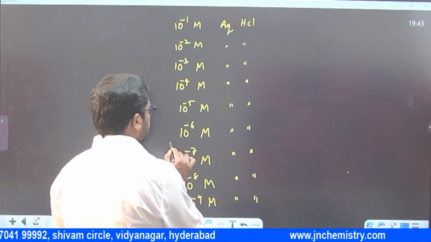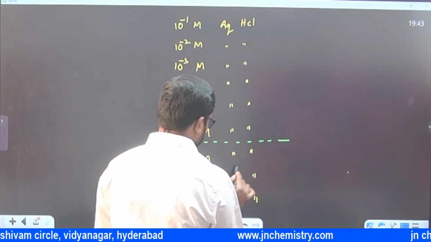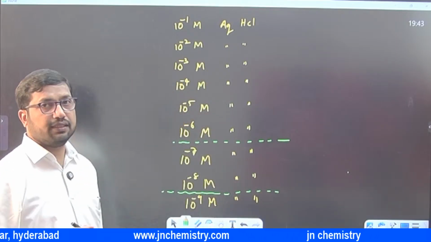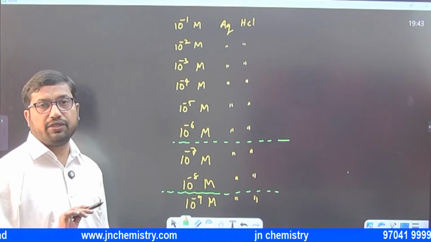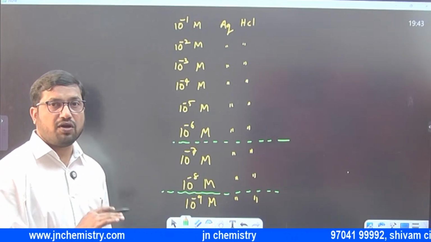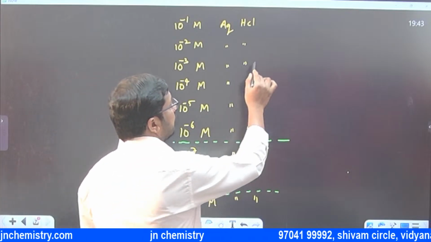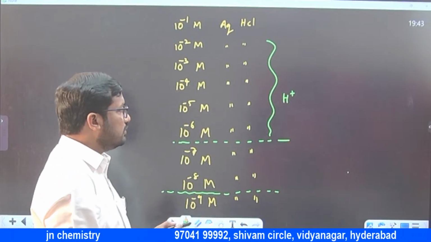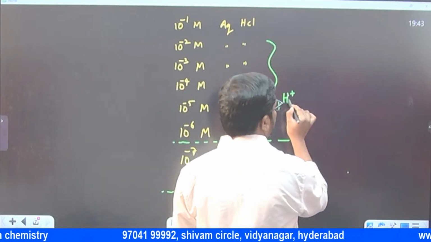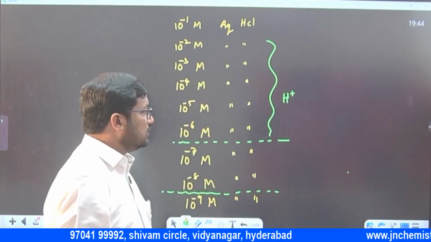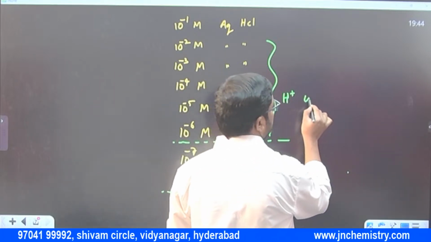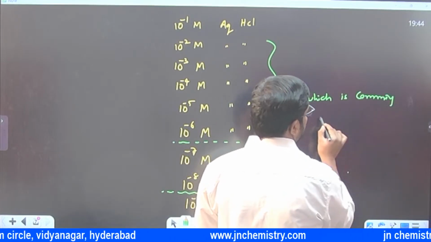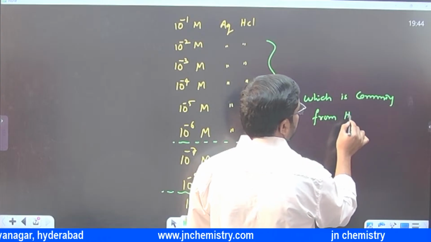So here, try to understand, up to 10 to the power of minus 6 molar, the H plus which is coming from acid only we will consider. The H plus which is coming from the water we will neglect, right? Okay, write it down. H plus which is coming from water we are neglecting.